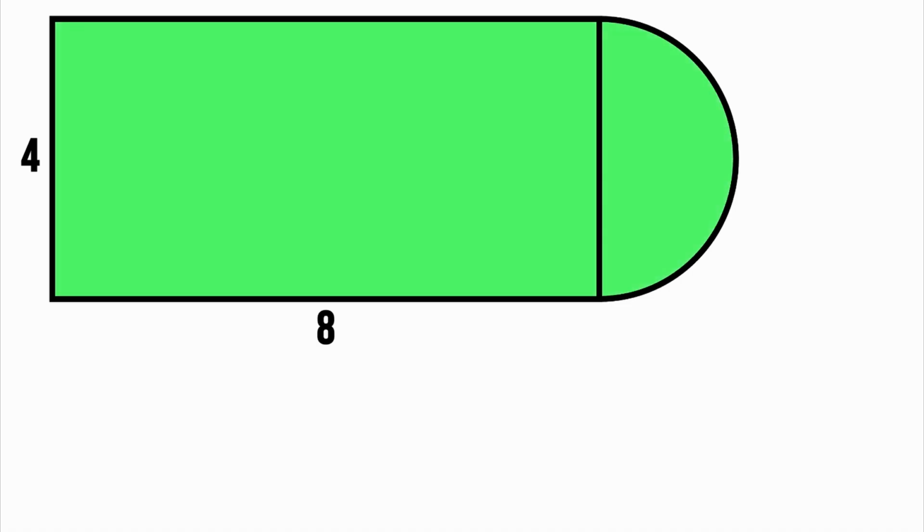Here's a rectangle with a width of 4 and a length of 8, and attached to it is a semicircle. We are being tasked to find the area of this composite shape, so both the rectangle and semicircle combined. Let's start by finding the area of the rectangle.